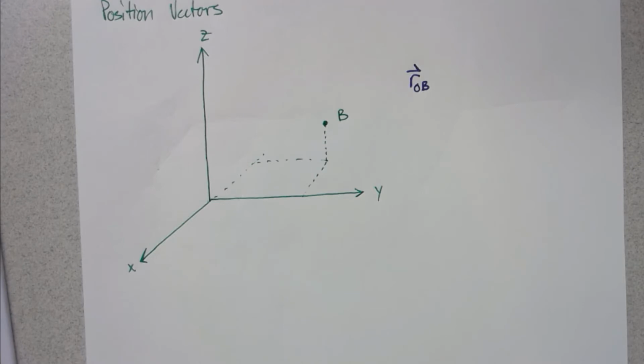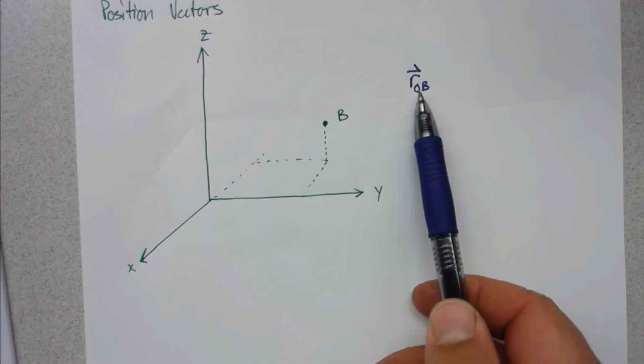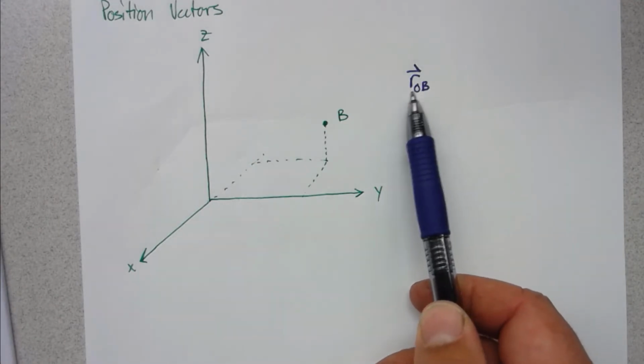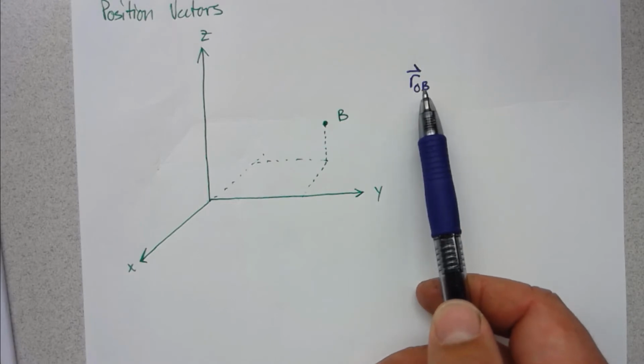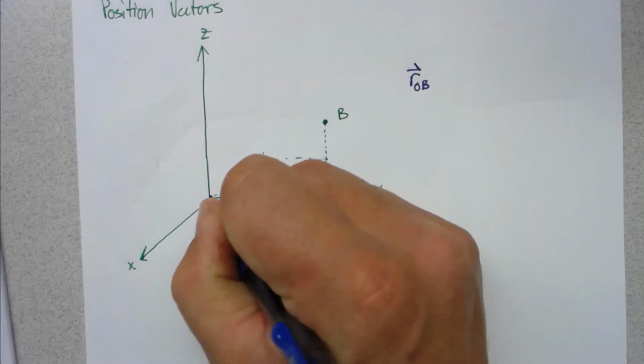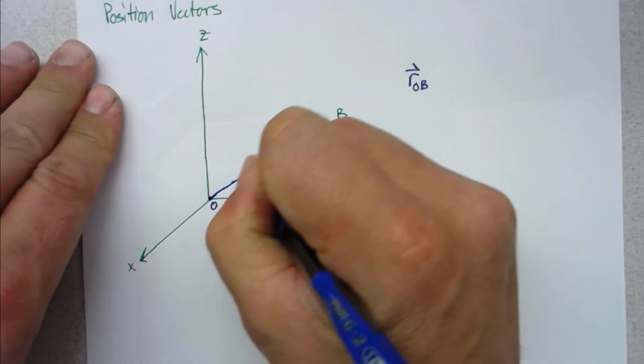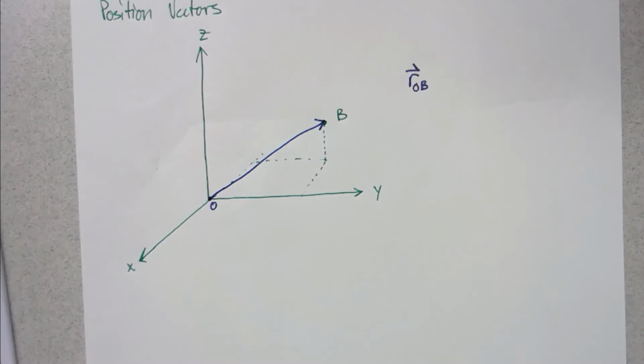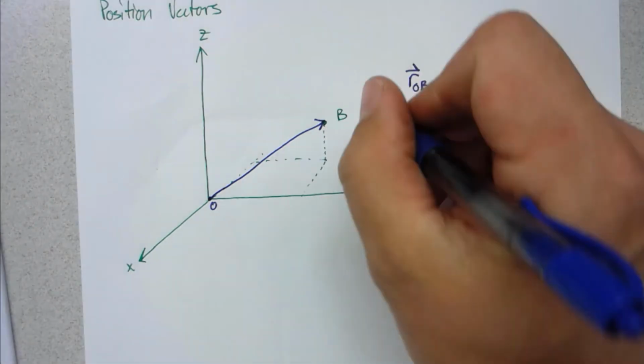Okay? And this is going to be really important, not so much in statics, but in dynamics. So let's start thinking about them the same way. The first letter in the subscript is where you start, and the second letter is where you end up. So this is R, O to B. Does that make sense? That means it's a vector that goes from the origin, O, out to B, like that.